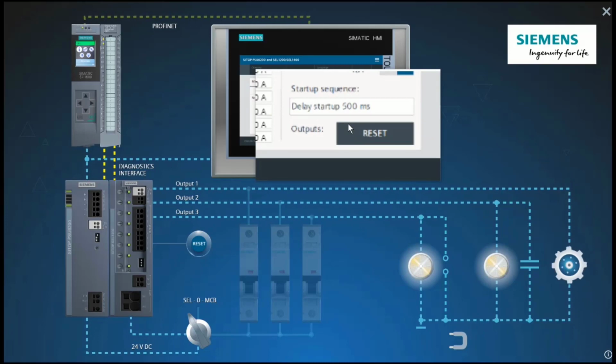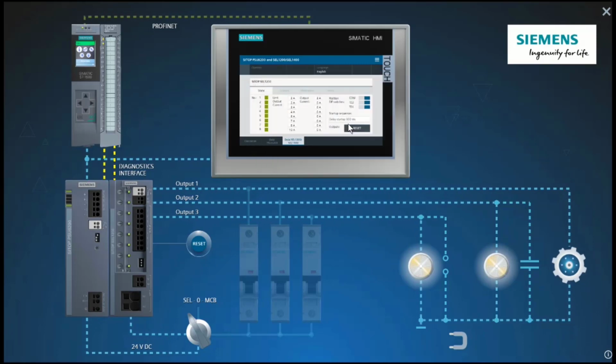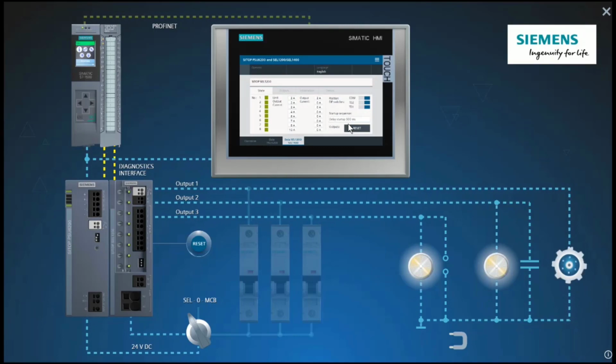In the next video sequence, we will look at the tripping behavior of the selectivity module and of the miniature circuit breakers.